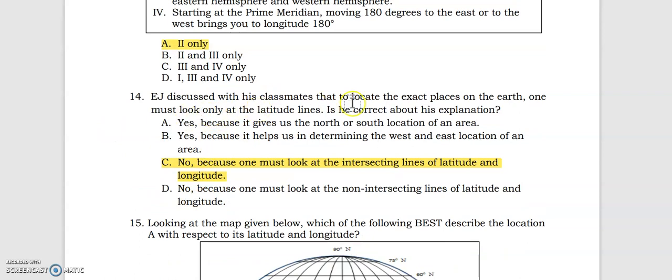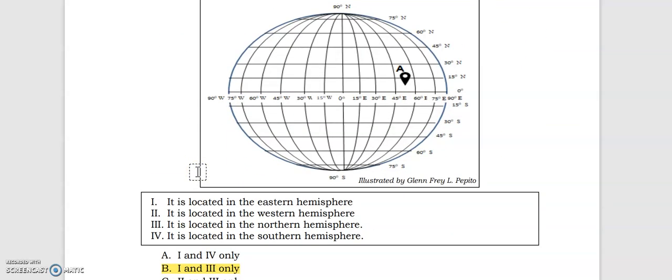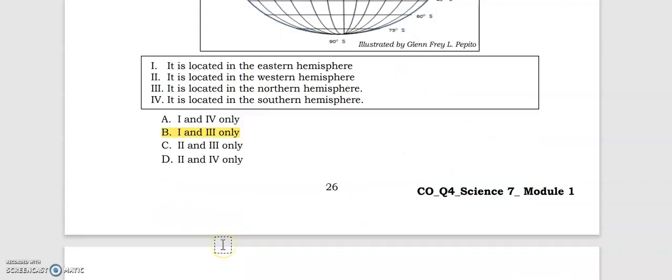AJ discussed with his classmates that to locate the exact places on the earth, one must look only at the latitude lines. Is he correct about his explanation? No, because one must look at the intersecting lines of latitude and longitude. Hindi po pwedeng latitude lang. Dapat si latitude and si longitude talaga. And for number 15, letter B ang answer natin.